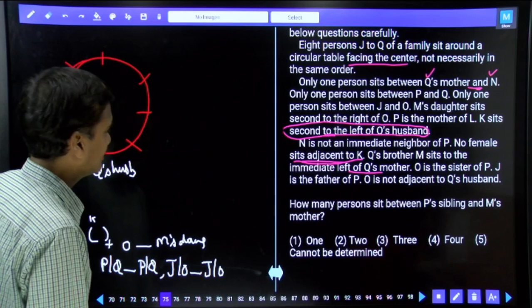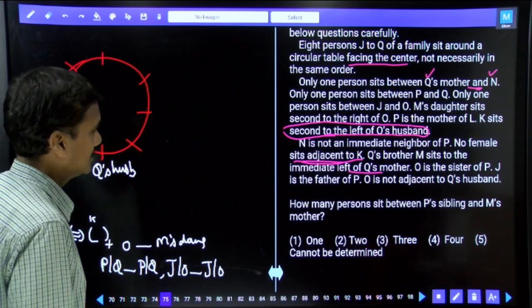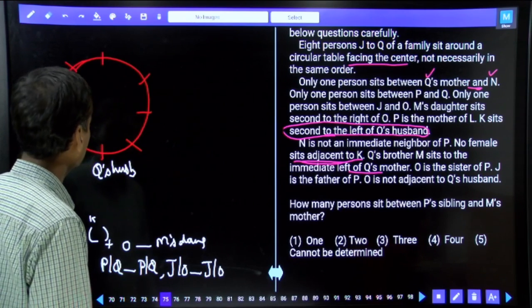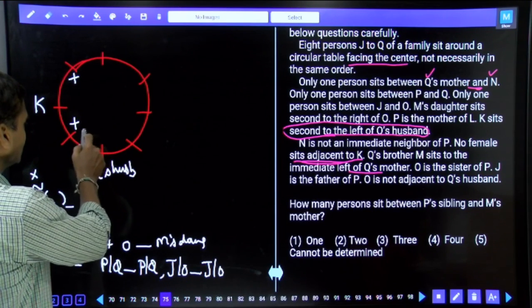And J is the father of P. J is the father of P means J is the father of these two persons, P and O. And next one, O is not adjacent to Q's husband. Now, O cannot be in these two places.